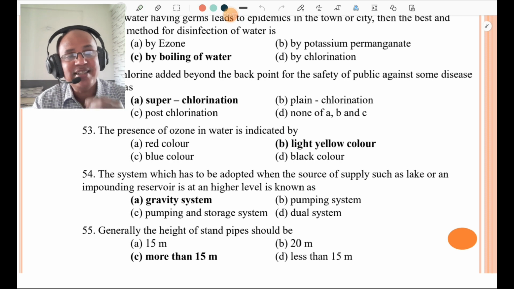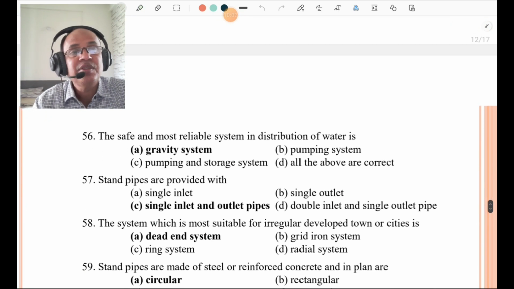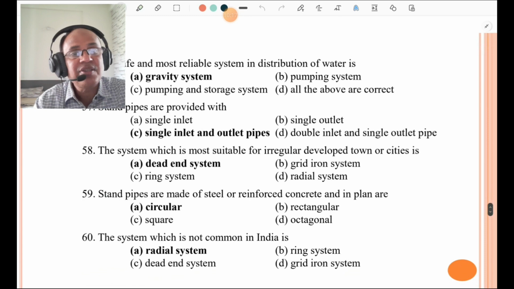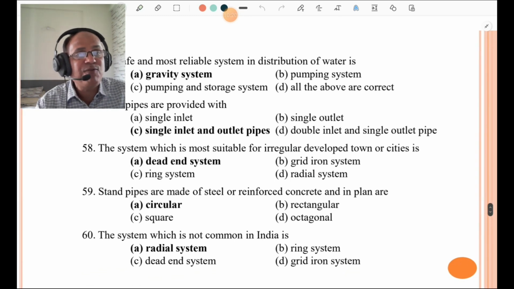So it is economical. Generally, height of standpipe should be more than 15 meter. The safe and most reliable system in the distribution of water is the gravity system. Standpipes are provided with single inlet and outlet pipes. The system which is most suitable for irregularly developed town or cities is dead end system. The standpipes are made up of steel or reinforced concrete and in plan are circular. The system which is not common in India is radial system. The ring system is in India, dead end system is in India, gridiron system is in India, but radial system is rare.